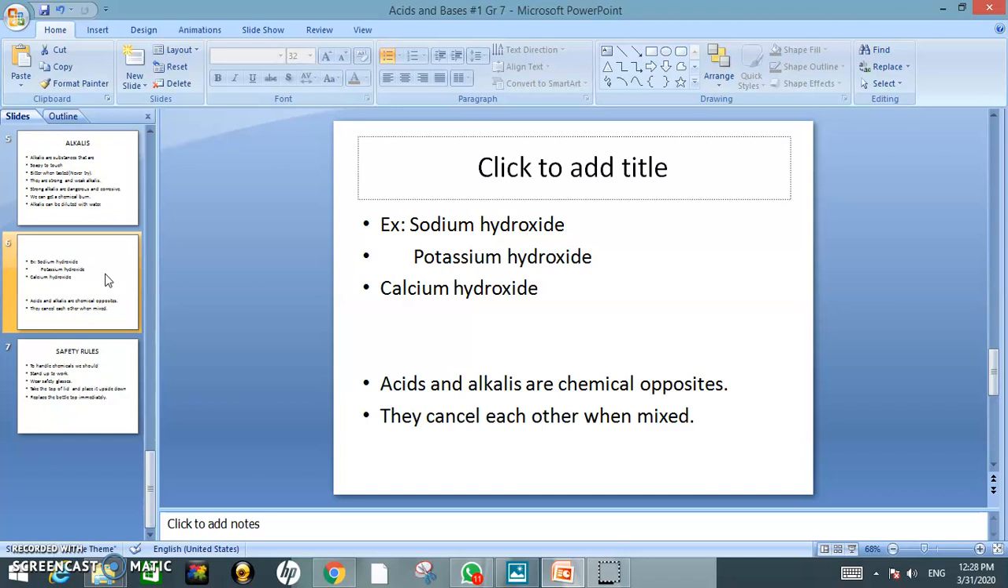Hydroxide. That means every alkali will have a hydrogen and an oxygen combining in the ratio of 1:1 to form hydroxide. So we have sodium hydroxide, potassium hydroxide and calcium hydroxide. If you remember, let's go back to the metals and the non-metals in one of the previous lessons that I told you. Sodium, potassium, calcium are all metals.